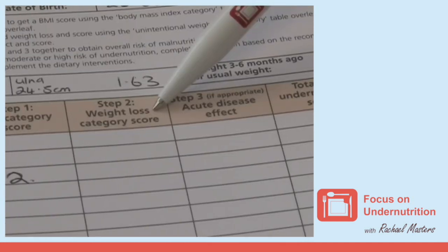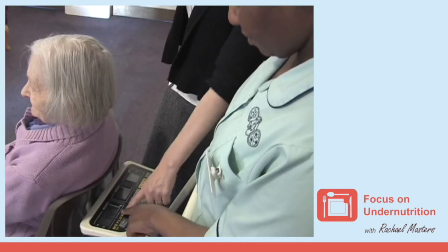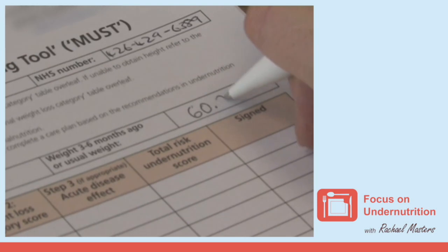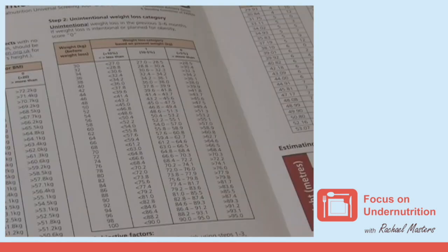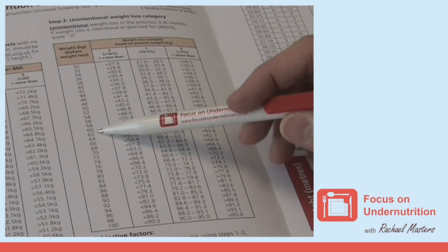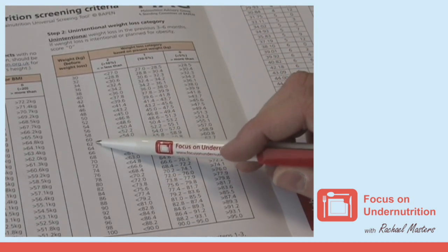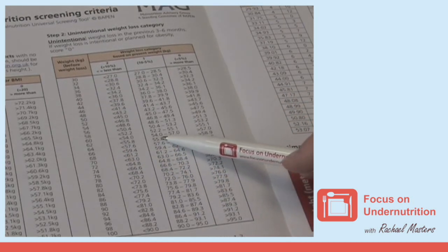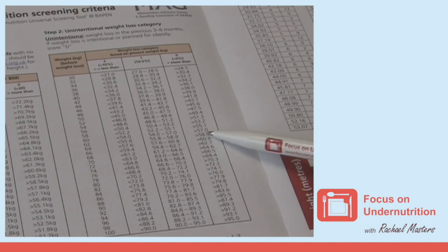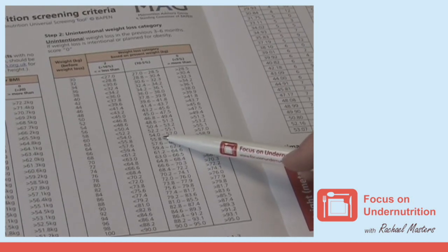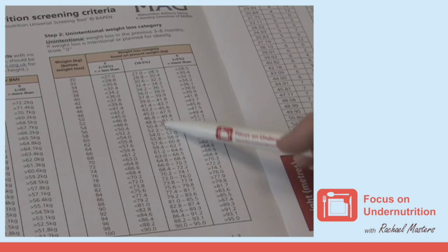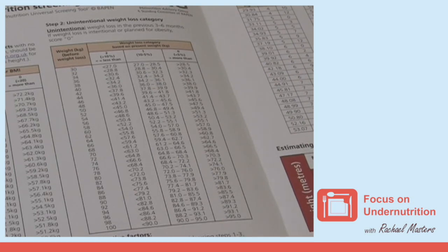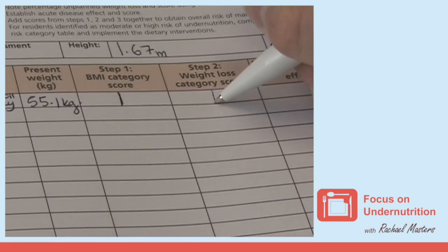The second step is to determine the unintentional weight loss category score. For this, you need to know what their weight was 3 to 6 months ago, or their normal weight if you don't have this information available. Turn over the screening tool and go to the unintentional weight loss table. Locate the previous weight in the left-hand column, weight before weight loss, and look across the line until you see the weight range for their current weight, and determine which category it falls into. The score will be either 0, 1 or 2. Write this score overleaf in the weight loss category score column.